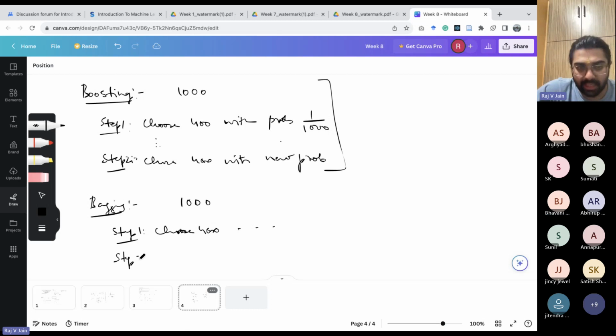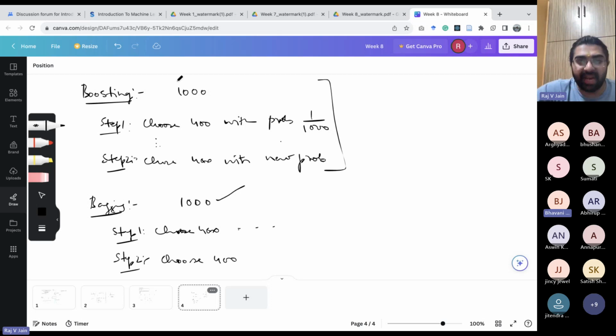In bagging, the idea is that the first model you train, you choose any 400 from here. For the second model also, you choose any 400, any subset. It doesn't matter, so there is no probabilistic choosing anymore. Whereas here there is an intelligent approach where you say, choose those where I've made more error.